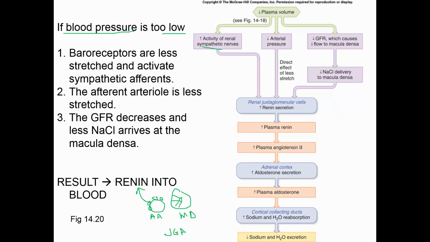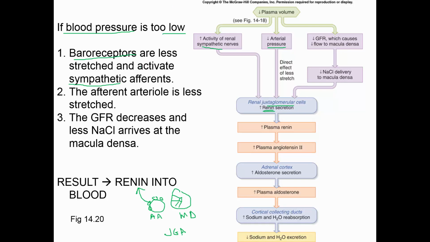First of all, the sympathetic neurons. So if the baroreceptors are less stretched, then you tell your brain that you have less blood pressure, and they activate the sympathetic afferents. And sympathetic afferents go to those juxtaglomerular cells, and we get renin. If the afferent arteriole is less stretched, remember, according to autoregulation, we'll get dilation of the arteriole. But if your afferent arteriole is less stretched, you're going to produce renin. So that's the second thing here.